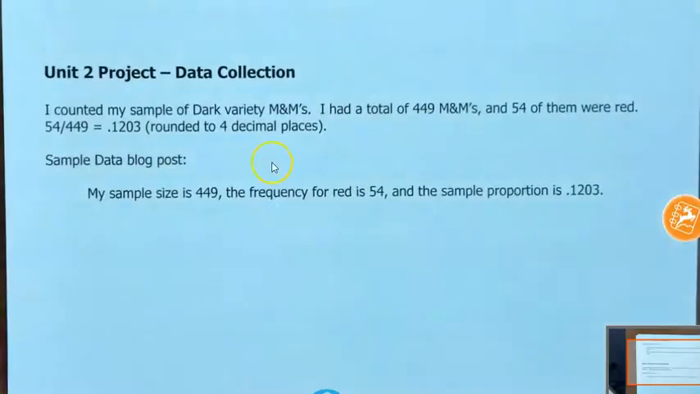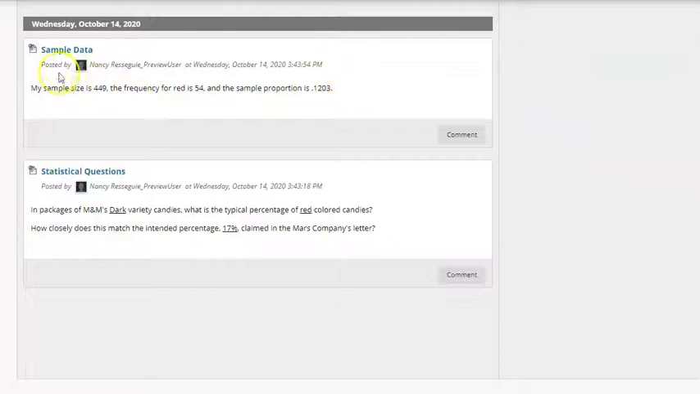I counted my sample of dark M&Ms. I had a total of 449 of them. 54 of them were red. To get my sample proportion, I divided the 54 by the 449, and I rounded this number to 4 decimal places. So here's what I put in my blog post. My sample size is 449, the frequency for the red color is 54, and the sample proportion is 0.1203. Going back to my blog, here's my post for the sample data.